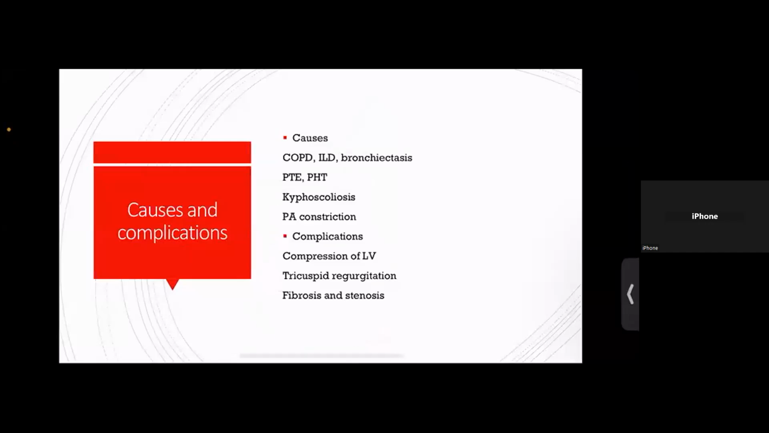Okay, so pulmonary arterial constrictions. What are the complications then of pulmonary hypertension? So we have congestion, then compression of the left ventricle, tricuspid regurgitation. Remember, the right ventricle is trying as much as it can. So the tricuspid valve, because we are unable to pump blood enough, we are having backflow, regurgitation happening, sometimes because of inflammatory reactions. We have fibrosis, stenosis, and all these complications.